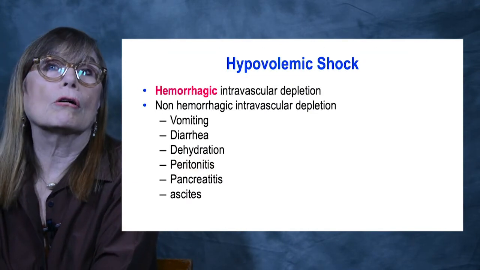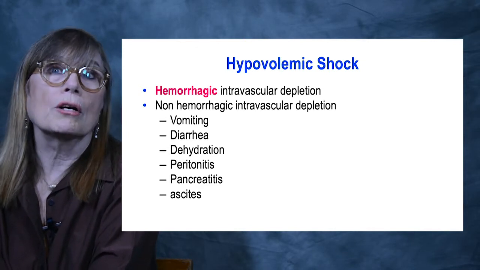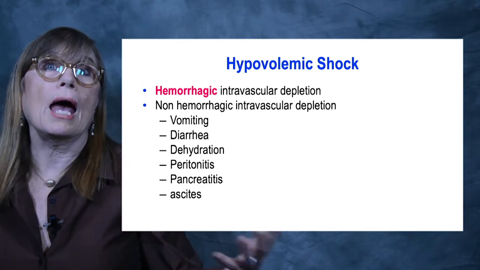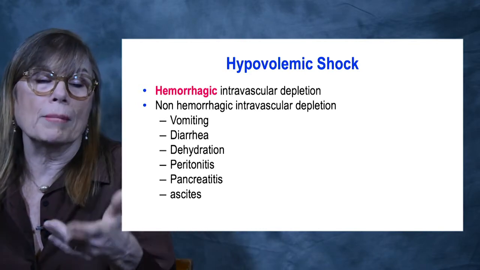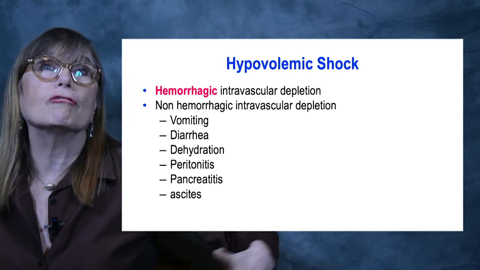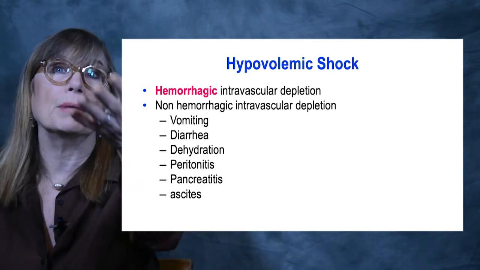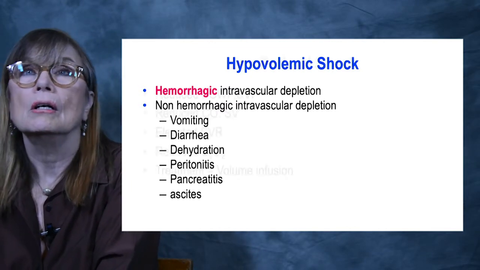Hypovolemic shock occurs from two causes, hemorrhagic or non-hemorrhagic. So again, reminding ourselves about non-hemorrhagic, we might be vomiting, diarrhea, dehydration, or we might be actually putting fluid into the extravascular compartment, such as we do with peritonitis, pancreatitis, and ascites.